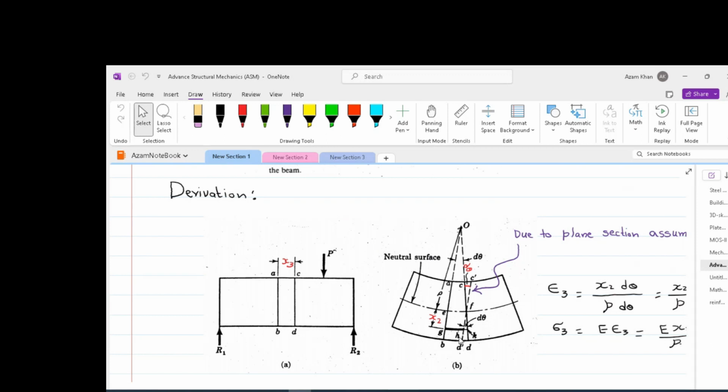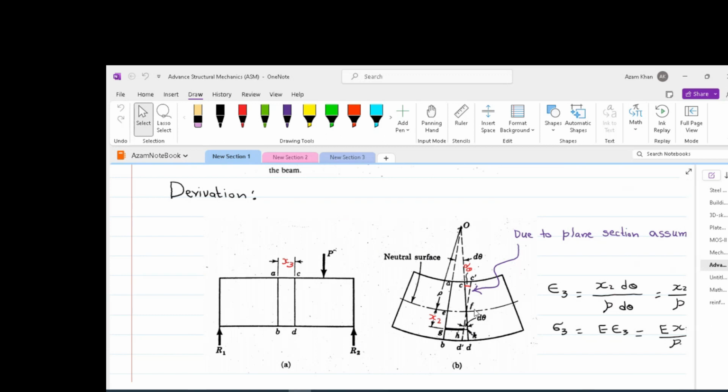This assumption will only be valid if the cross-section area is very small compared to the overall span of the beam. If we keep increasing the cross-section area, there is a possibility that our cross-section might become jagged. If we assume that AB and CD are extended to meet at point O, then keeping O at the center, we can draw a circle having a radius rho. Thus, EF can be a sector of a circle.